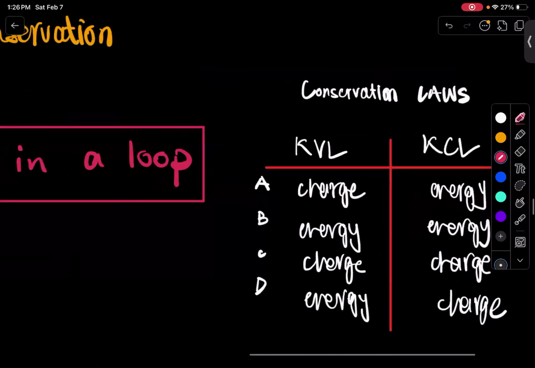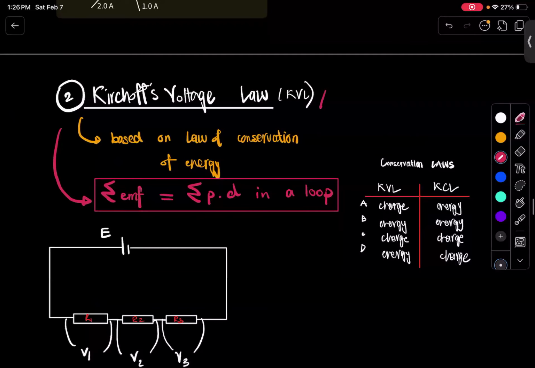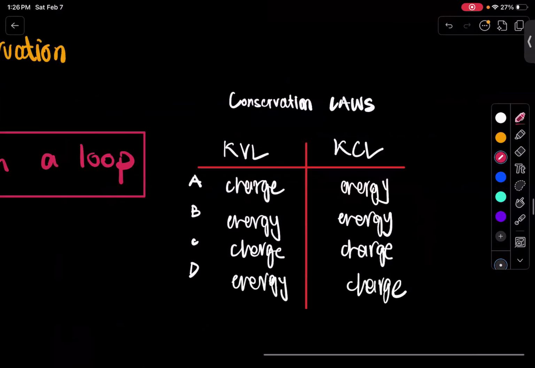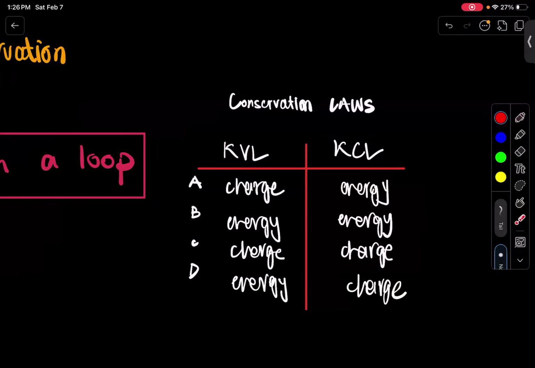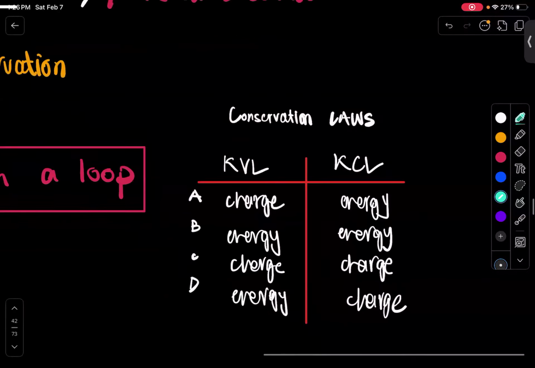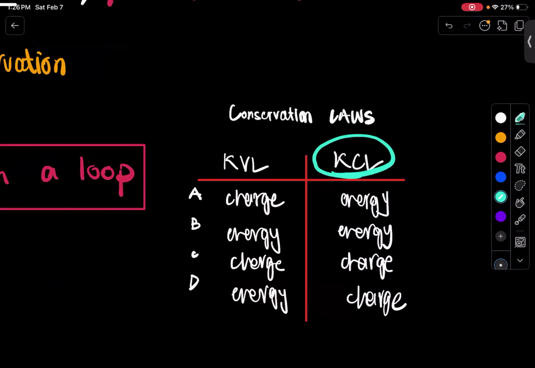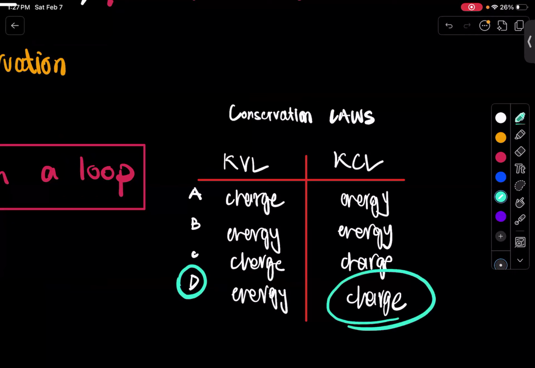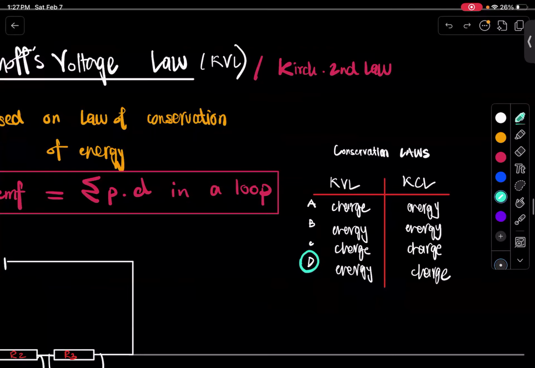By the way, Kirchhoff's voltage law is also known as Kirchhoff's second law. It's just like Newton's law, right? So, Kirchhoff's laws, you have two of them, KVL and KCL. This is an MCQ that pops up almost every year. They ask upon which laws KVL and KCL are based. KCL is the current law. It is based upon the law of conservation of charge. KVL is based upon the law of conservation of energy. So D is the answer. Remember that, in case you forget.